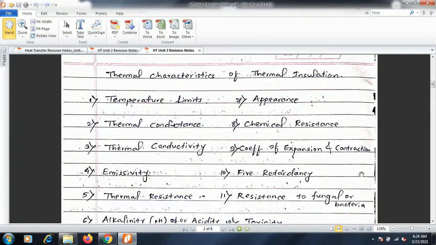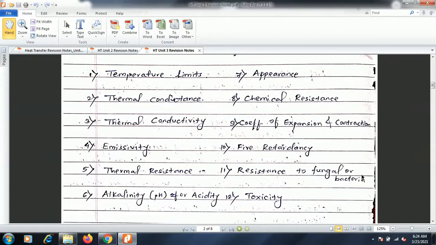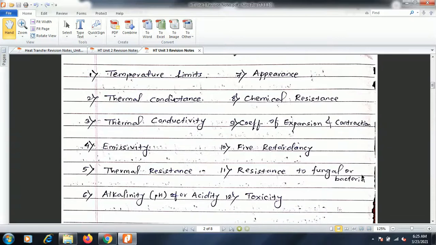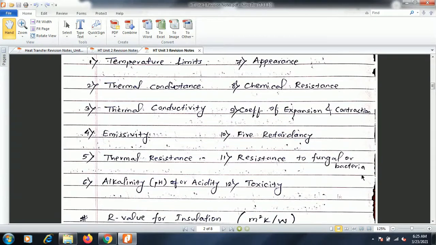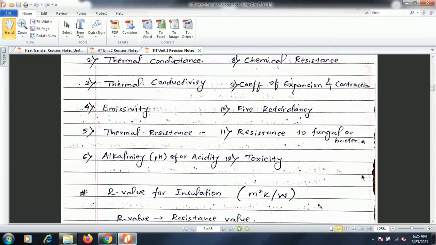First of all, the temperature limit, then the thermal conductance, thermal conductivity, emissivity, thermal resistance, acidity, appearance, chemical resistance, coefficient of expansion and contraction, fire retardancy, resistance to fungal or bacterial growth, and the last one is toxicity.